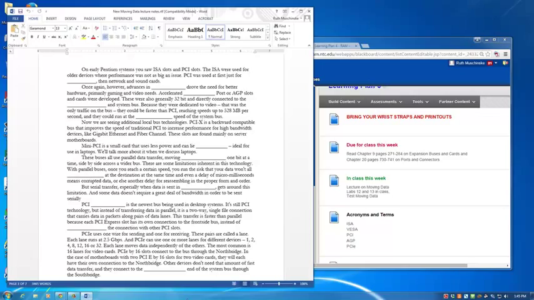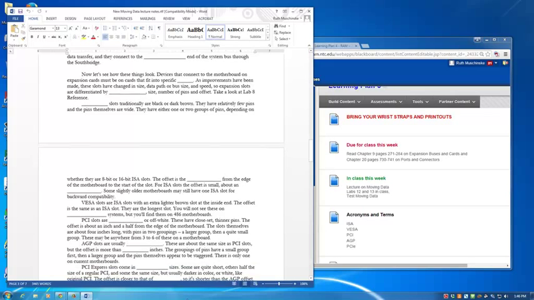PCIe x16 slots also connect to the bus through the North Bridge. In the case of motherboards with two PCIe x16 slots for two video cards, they will each have their own connection to the North Bridge. Other devices don't need that amount of fast data transfer, and they connect to the slower end of the system bus through the South Bridge chip.